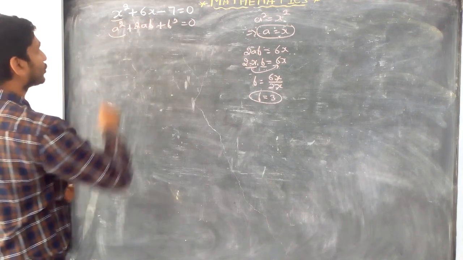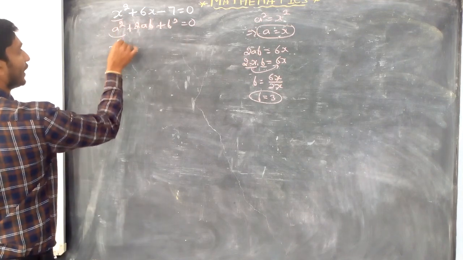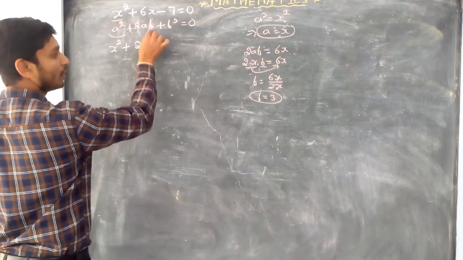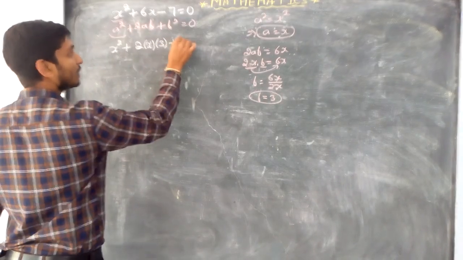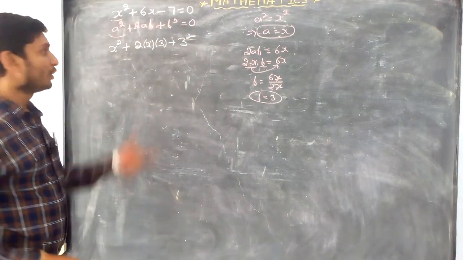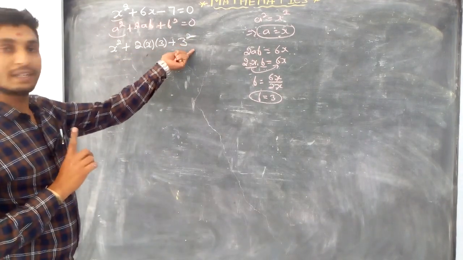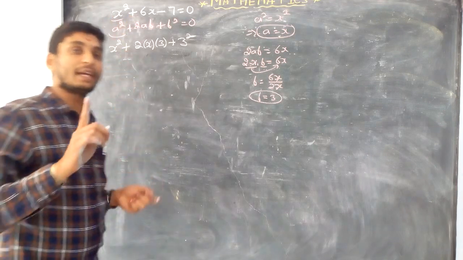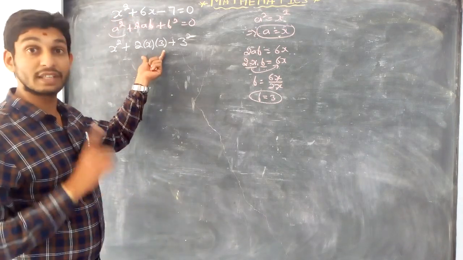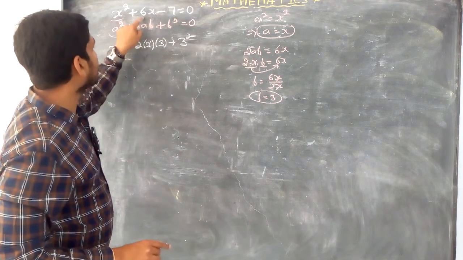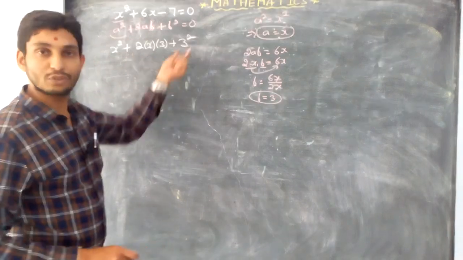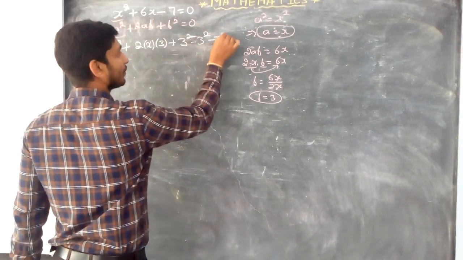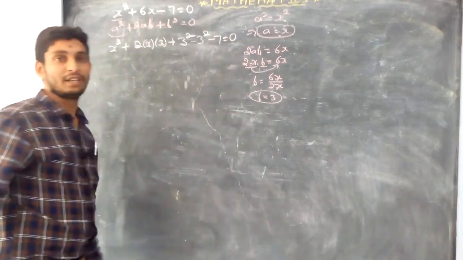Now a square means x square, plus 2 into a means x into b means 3, plus b square means 3 square. Now we did a small mistake. See, x square plus 6x. Why again and again am I telling this? You have to see once. You have to look carefully. 6x means 2 threes are 6x, plus 3 square should not have come; it should be minus 3 square. Finally minus 7 is there. Right, minus 7 equals 0.